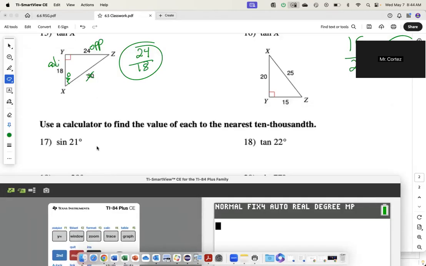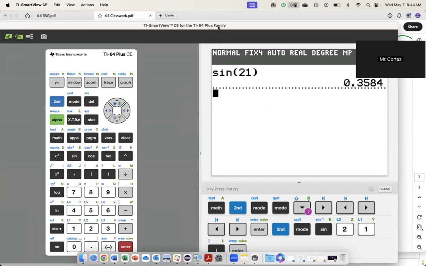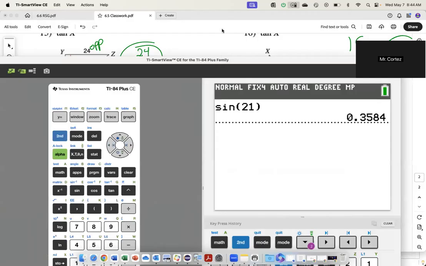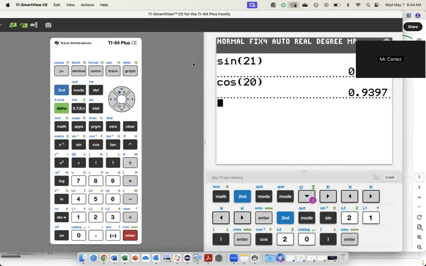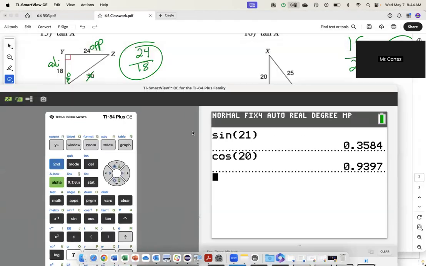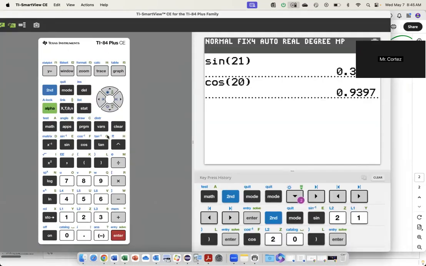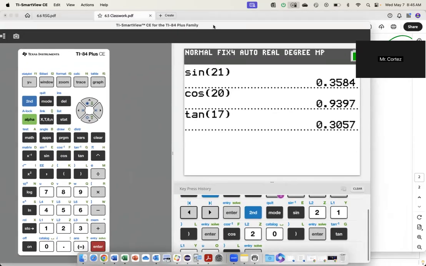So this first one was sine of 21. We're hitting sine. We're hitting 21. We see that's 0.3584. We then have cosine of 20. Cosine 20. This really just gets you familiar with where these buttons are on your calculator. This isn't like brain surgery doing these, or at least it shouldn't feel that way. Tangent of 17, sorry. Tan 17. And you see all of these answers are decimals, which is fine.